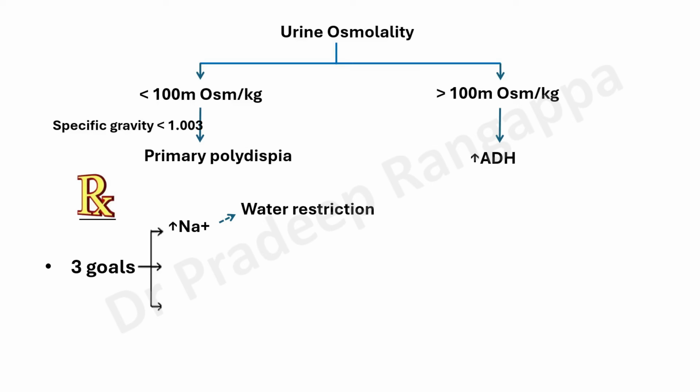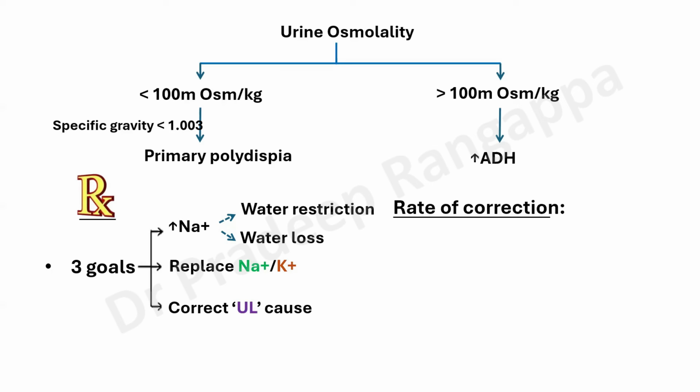So the treatment, there are three goals, almost always hypoosmolar hyponatremia. The treatment is water restriction because there is a lot of water in the body because your ADH levels are high. It is not allowing the water to be excreted by the kidney. You have to do water restriction. Please don't give saline or any fluids when someone comes with hyponatremia. And you have to facilitate water loss and restrict the water ingestion, and you have to replace sodium with 3% saline or hypertonic saline and correct the underlying cause.